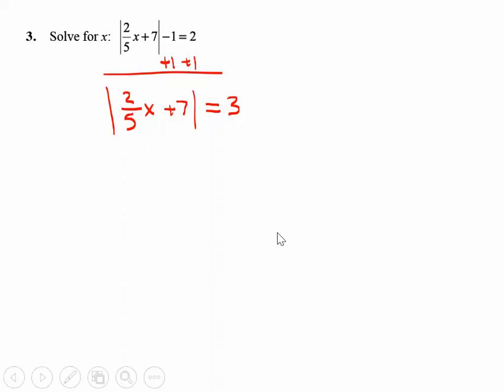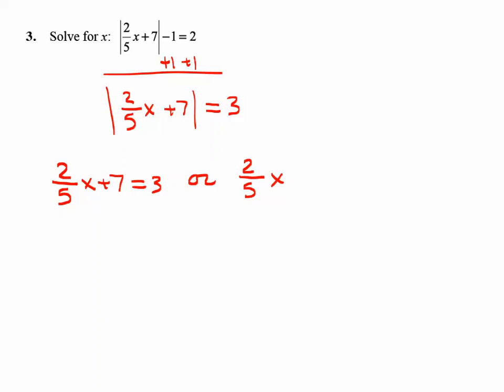Okay, once you get to that point, now let's do it. So 2 over 5x plus 7 is equal to a positive 3, or 2 over 5x plus 7 is equal to a negative 3. And I'll let you guys try and finish this off yourself.